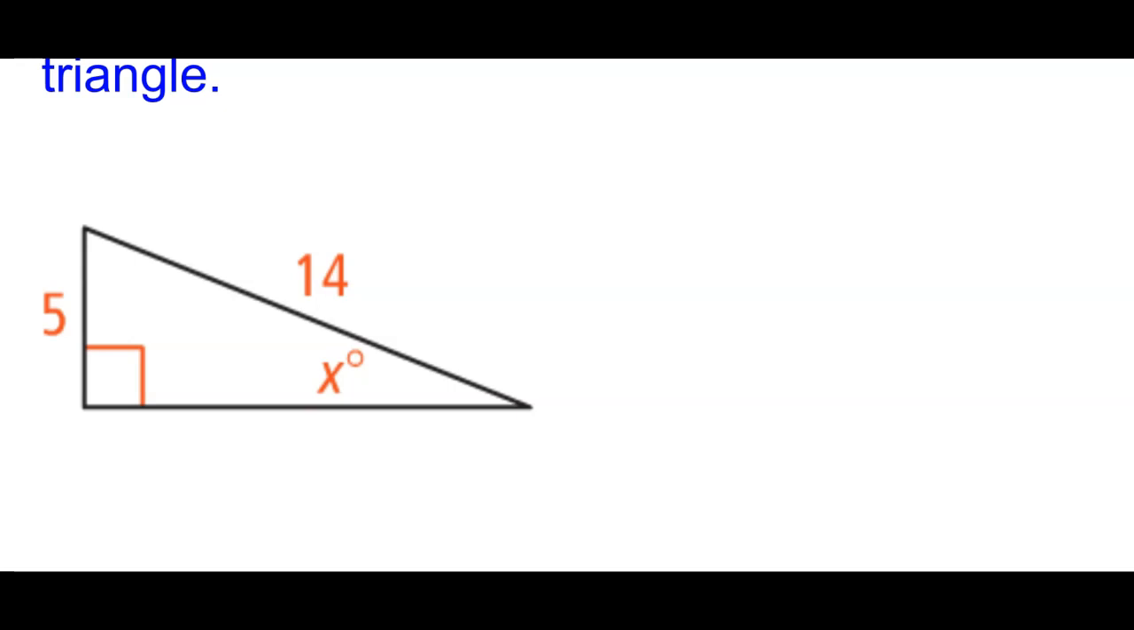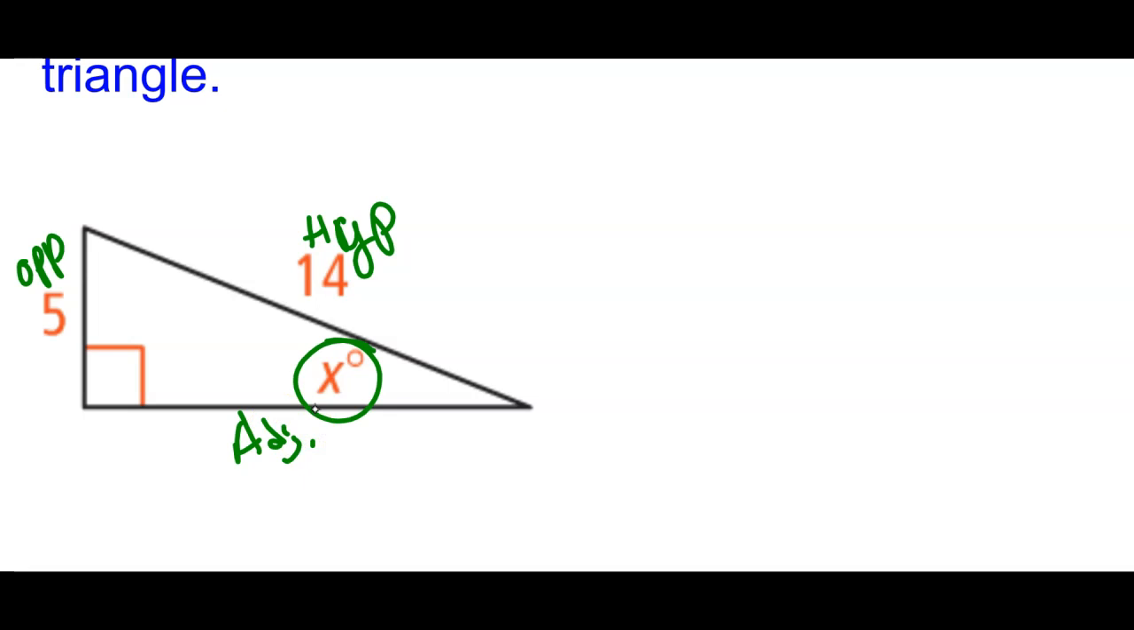So label everything you know, the sides that is, and set up a trig function like you would if you were solving for a side. Here's my angle. This is the opposite side. This is the hypotenuse. And sorry for the sloppy writing. And then this is the adjacent side.